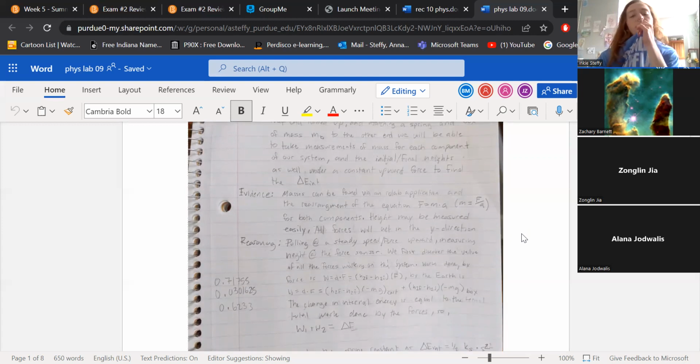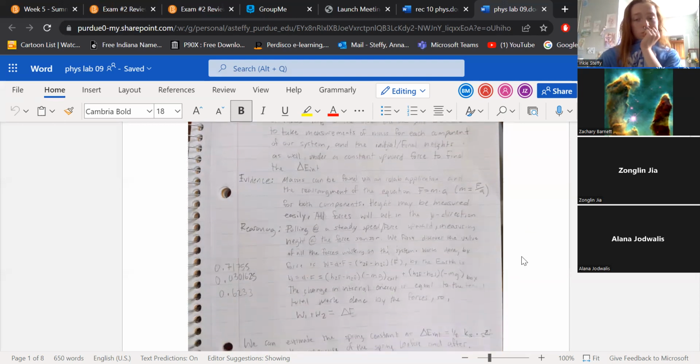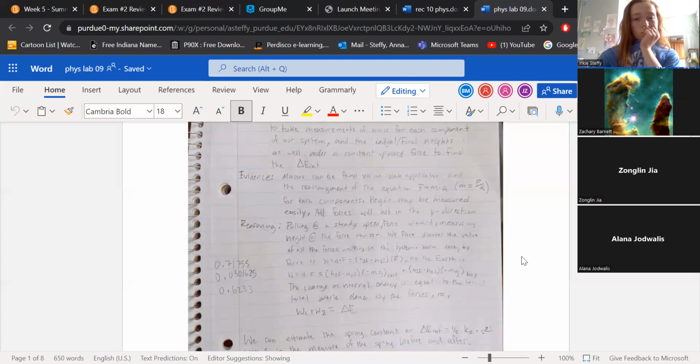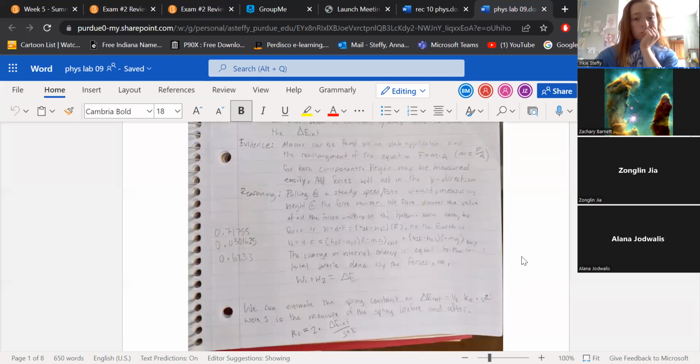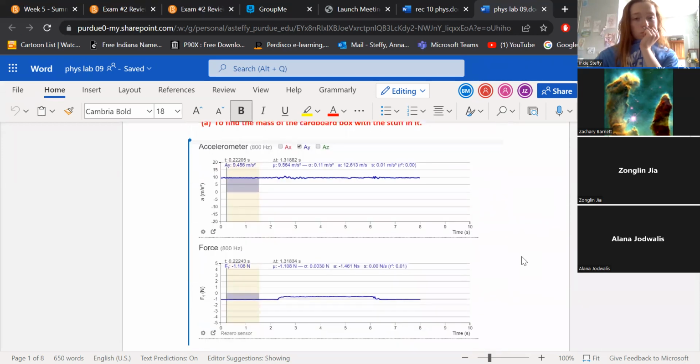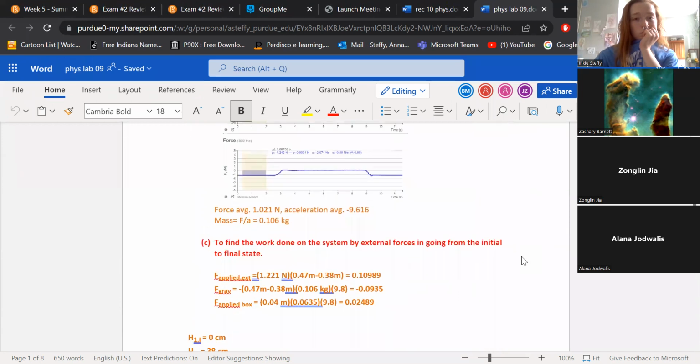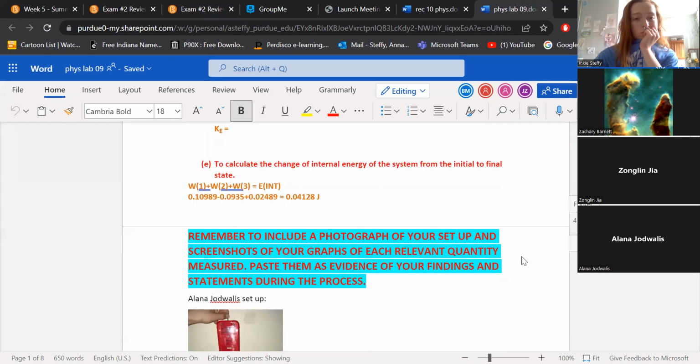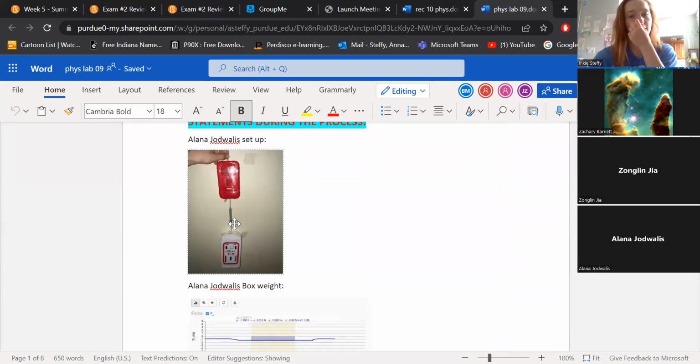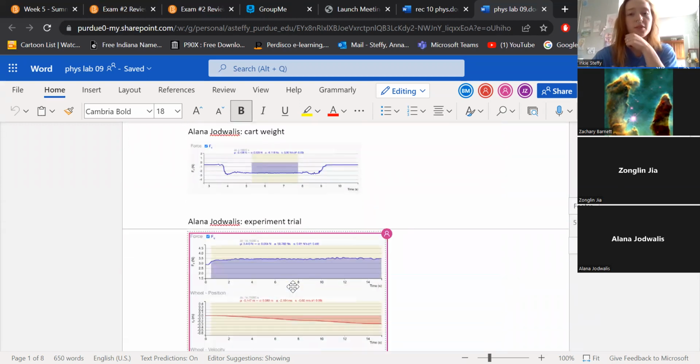Did anyone have anything different? I think it's pretty similar. Mine is pretty similar to yours. We just take the horizontal force to the vertical force, and the rest is pretty much the same, using the same formula to calculate the internal energy. Yeah, and I see that our setups look very similar.